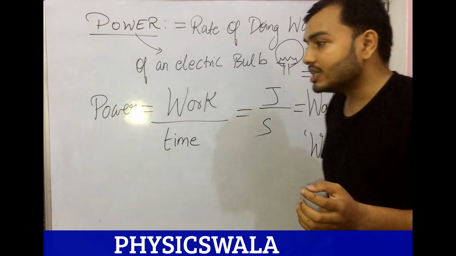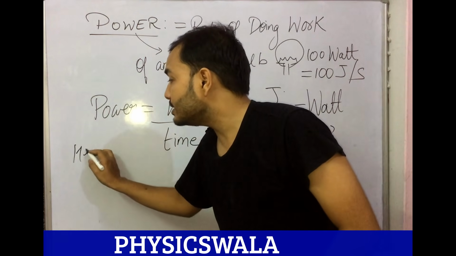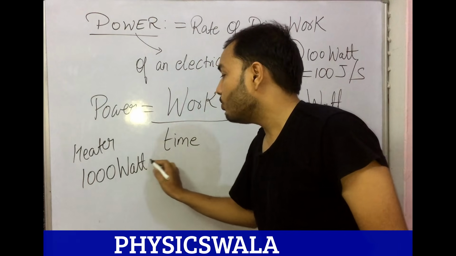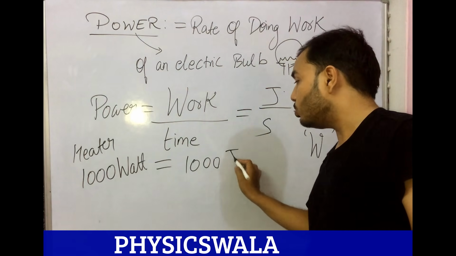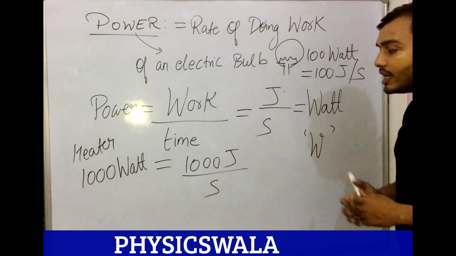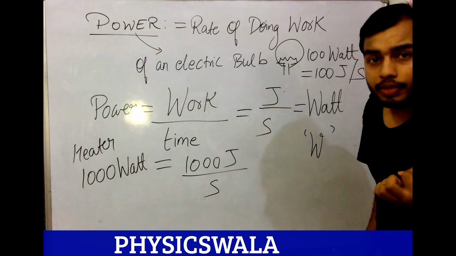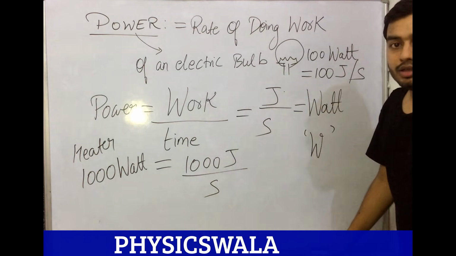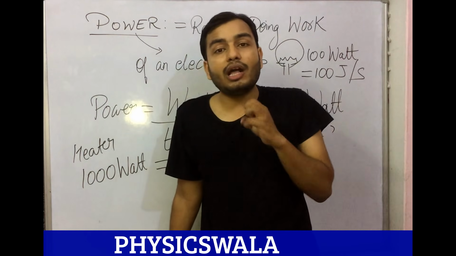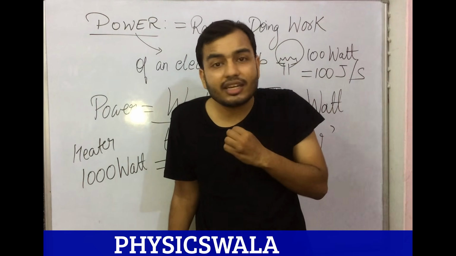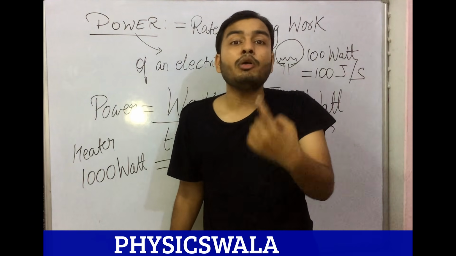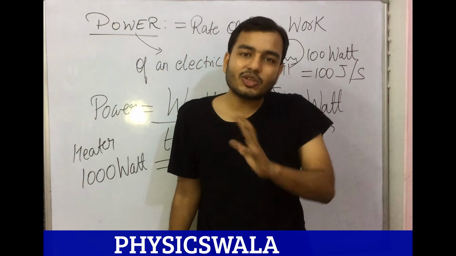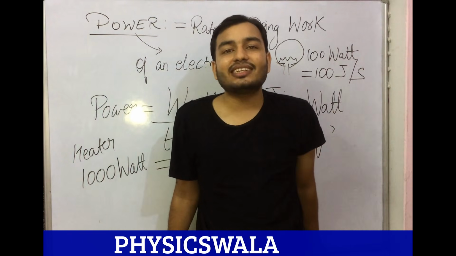Suppose I tell you to purchase a heater of power 1000 watt. You see, a heater has a very great power. What do you mean by this? 1000 joules per second. So how much energy is it withdrawing from the electric board? 1000 joules in 1 second. Suppose I told you to get me a bulb of power 5 watt. So how much energy is it withdrawing? 5 joules in 1 second. So it is the speed of doing work. So this is all from work. The next topic we will study will be energy.